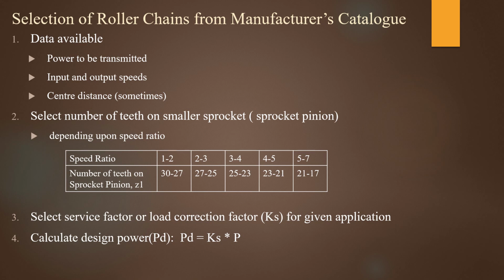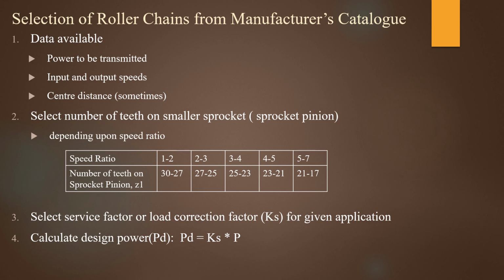The second step is to select the number of teeth on the smaller sprocket, that is the sprocket pinion, depending upon the speed ratio. Suppose the speed ratio is 1 to 2, then the number of teeth on the sprocket pinion, that is Z1, is 30 to 27. If the speed ratio is between 2 and 3, the number of teeth on the sprocket pinion, Z1, is between 27 and 25.